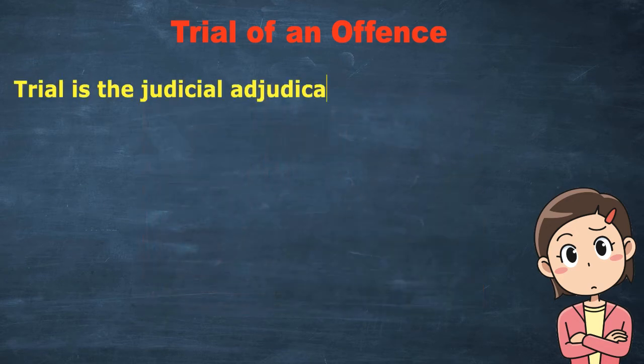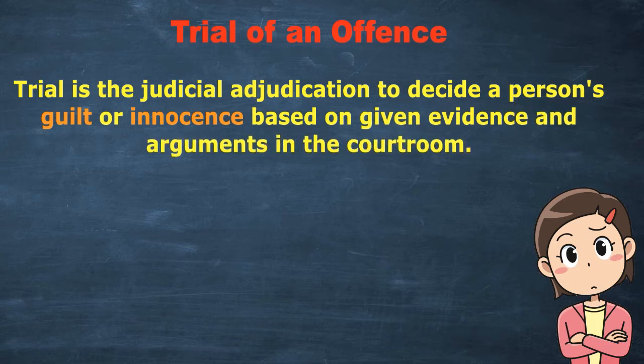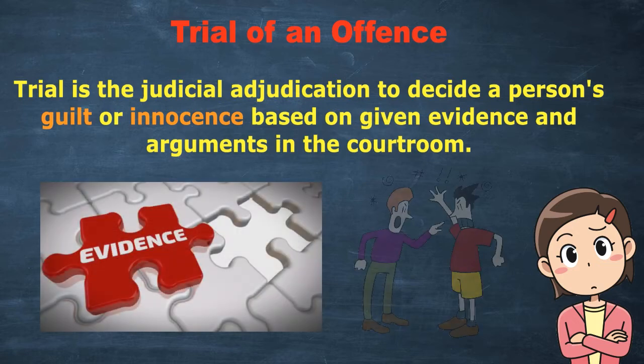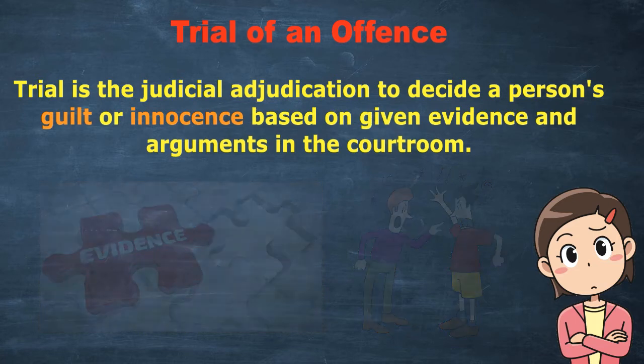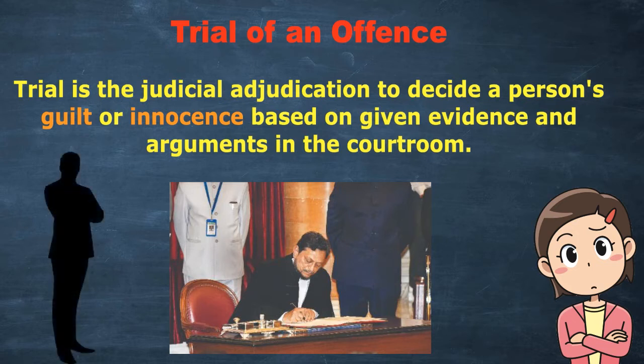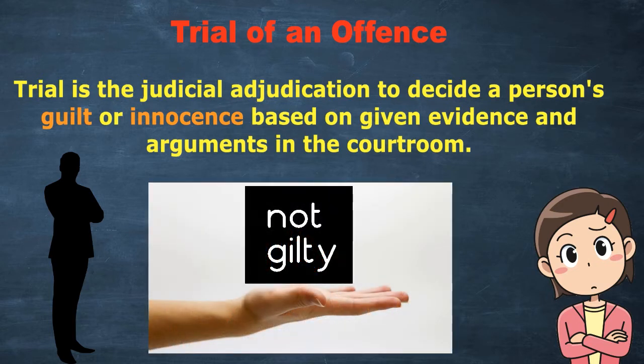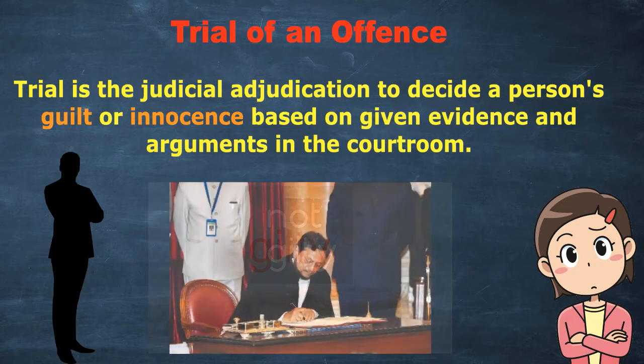Trial is the judicial adjudication to decide a person's guilt or innocence based on given evidence and arguments in the courtroom. So what does it mean? In the trial it is decided whether the person who is standing in the dock is guilty or not guilty. This is the main purpose of trial.